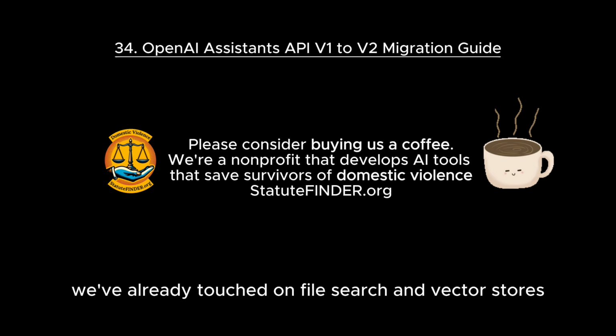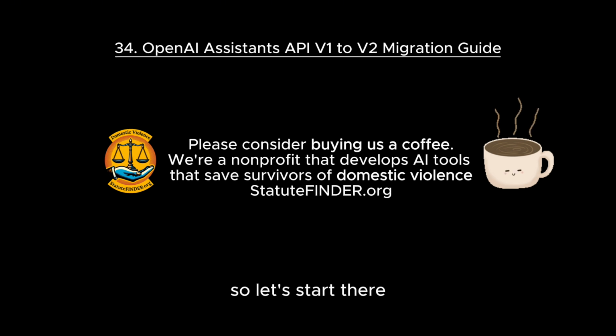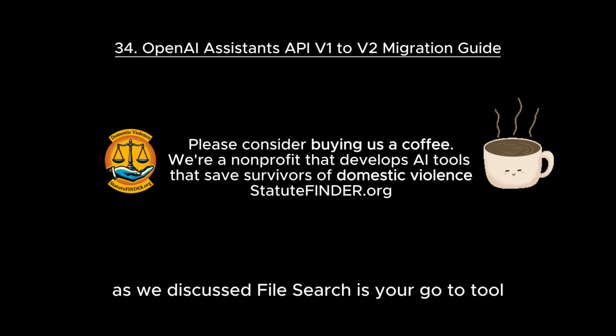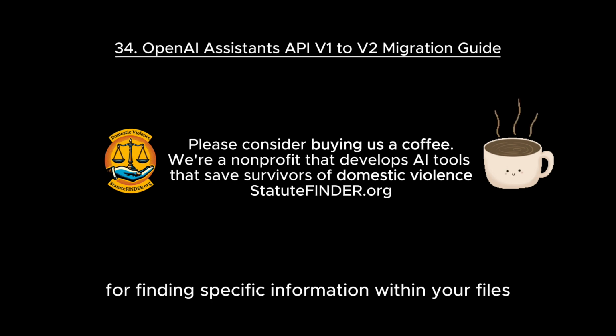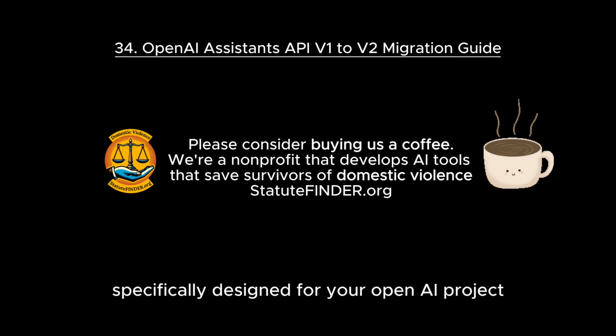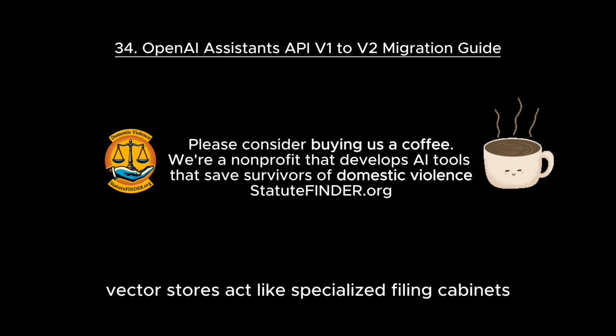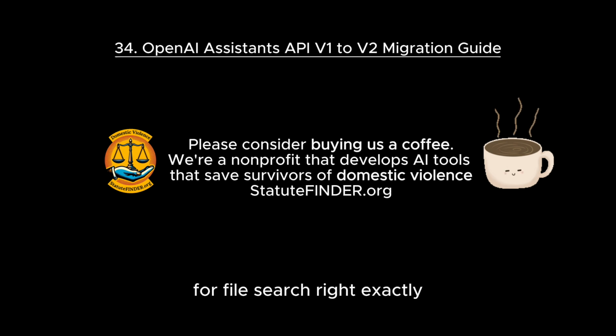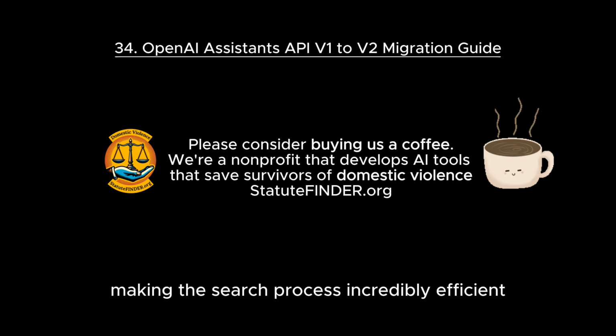We've already touched on file search and vector stores, so let's start there. As we discussed, file search is your go-to tool for finding specific information within your files. It's like having a super-powered search engine specifically designed for your OpenAI project. And those vector stores act like specialized filing cabinets for file search. Right. Exactly. They help organize and index your files, making the search process incredibly efficient.